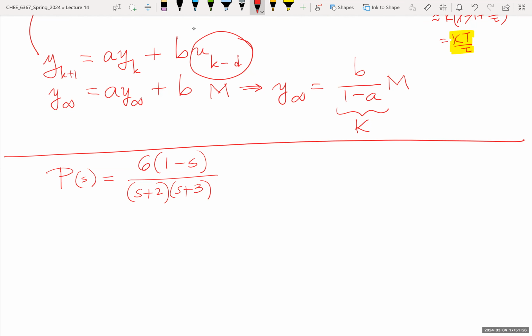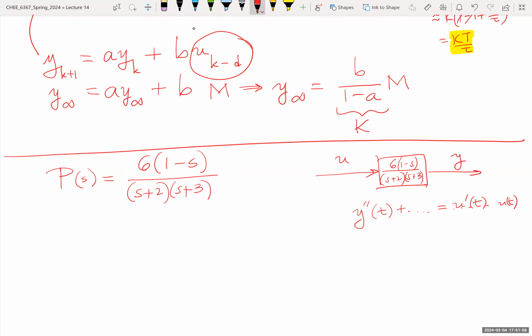Do I understand how this connects the input U to the output Y? We have mentioned this already. If I put my 6(1 minus S) over (S plus 2)(S plus 3) here, I can find the differential equation. I'll multiply by the denominator, and I'm going to have something that has Y double prime of T plus blah, blah, blah. It's something that has U on the right-hand side. Okay, it's going to have U prime of T and U of T and other things. Okay, let's not waste our time doing that algebra.